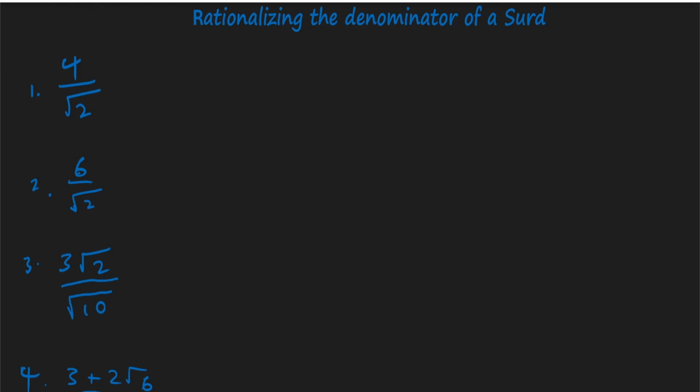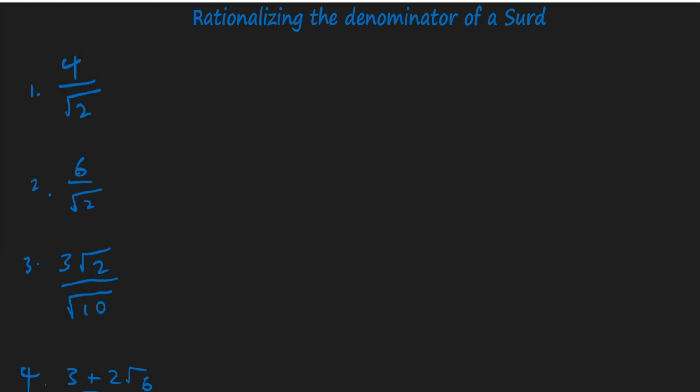Hi everyone, in this lesson we're going to learn how to rationalize the denominator of a surd. As usual, we're going to start from the easiest and proceed on to do more challenging questions. So let's begin. Rationalizing the denominator of a surd simply means that we make the denominator of a fraction become a rational number.